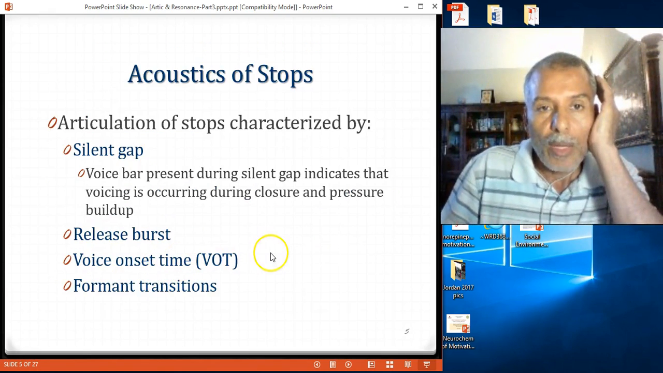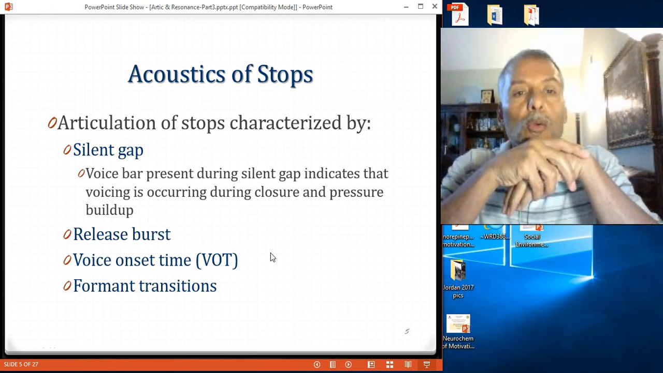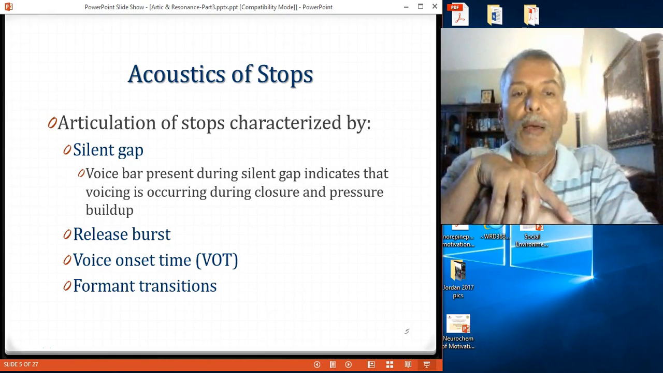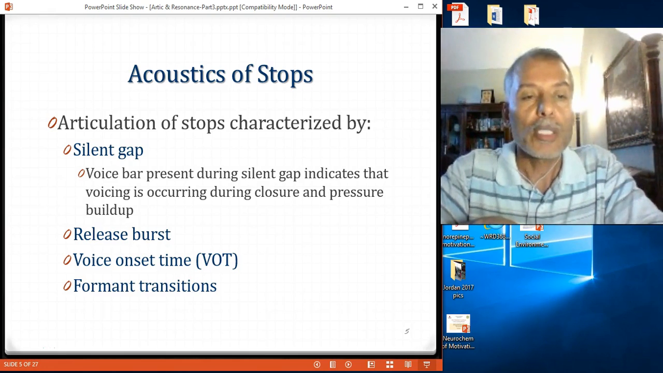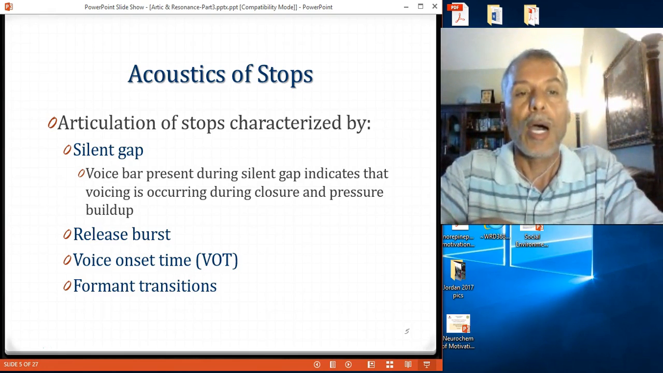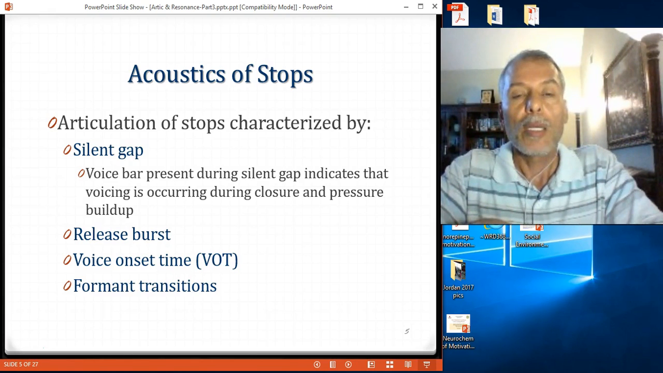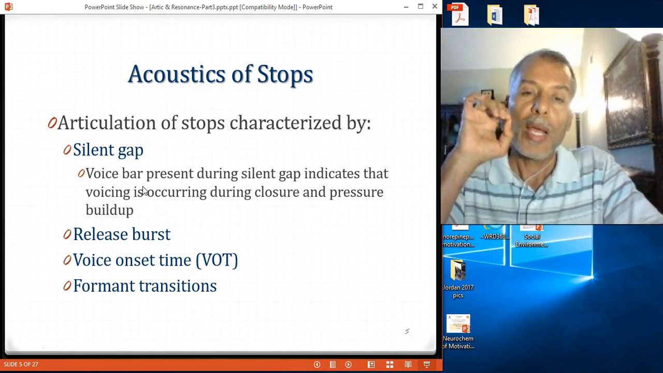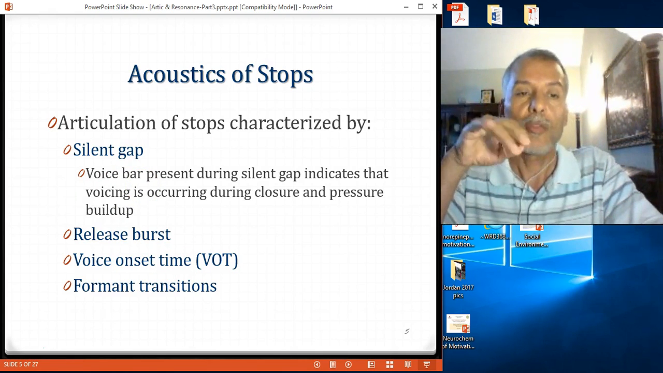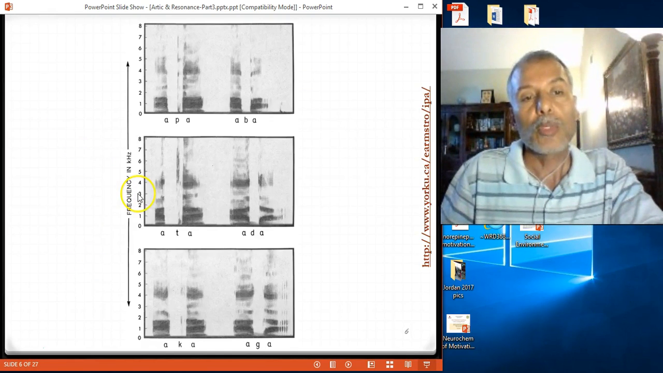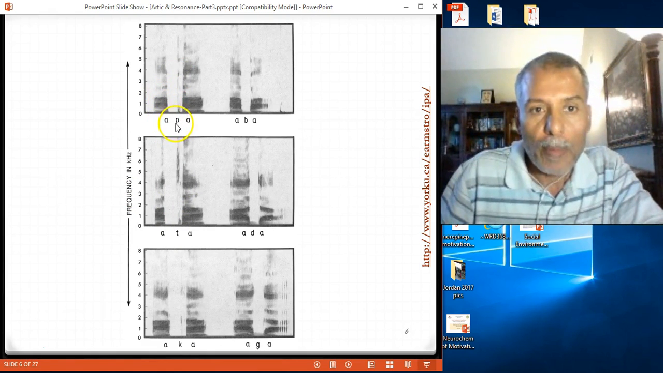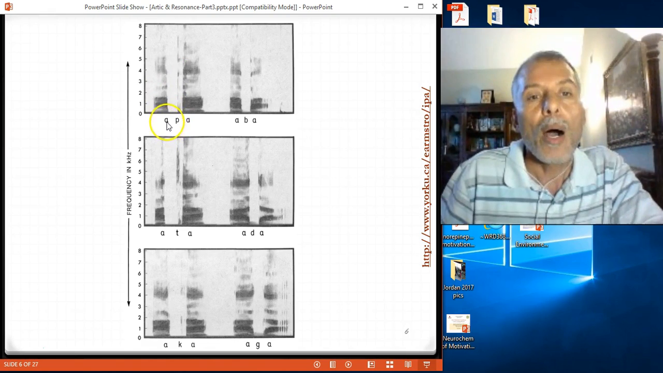The acoustic qualities: stops have something that is called voice onset time. That's a very, very important concept. I'd like you to understand it and to know how it works. First, there's a silent gap between the closure and the release of the air. You can see it in the spectrogram when you say, for example, pa, pa, pa.